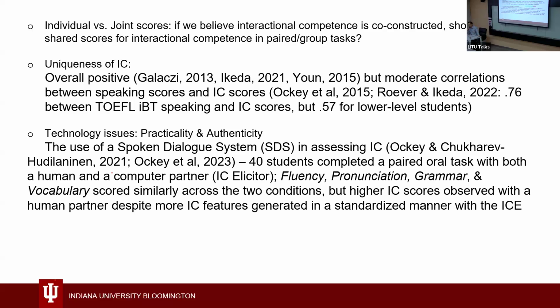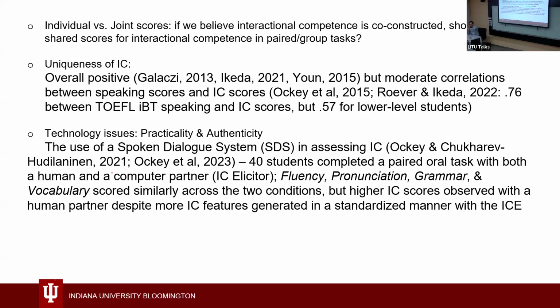Many researchers found some positive but moderate correlations between speaking and interaction competence scores. Like, see, 0.76 is pretty high, right? And if it's that high, I think we could use speaking scores to predict interaction competence scores. But some other researchers, for example Roever and Xie, found that the correlations between total iBT speaking scores and interaction competence are low, as low as 0.57 for low-level students. So if students' speaking test scores are low, then the correlation between IC and speaking score is not that high, right? Then we cannot use speaking scores to replace the interaction competence score.